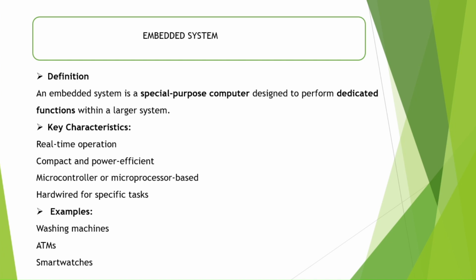So let's begin with the fundamental question. What exactly is an embedded system? Simply, an embedded system is a special purpose computer designed to perform dedicated functions within a larger system. They are characterized by real-time operations, are compact and power efficient, and are typically based on microcontrollers or microprocessors. These systems are hardwired for specific tasks, and common examples include the washing machine, ATM and smart watches.